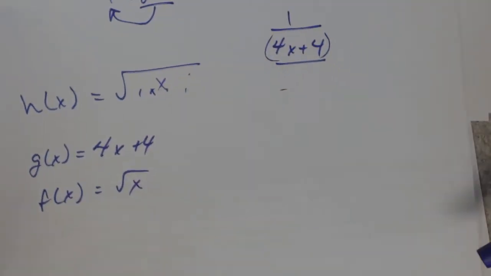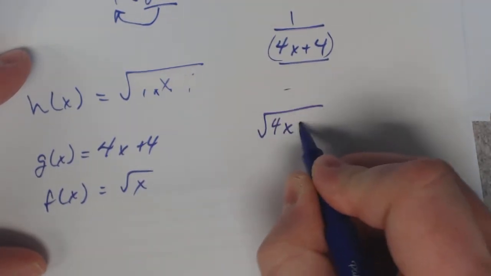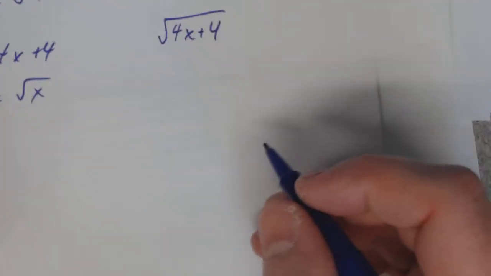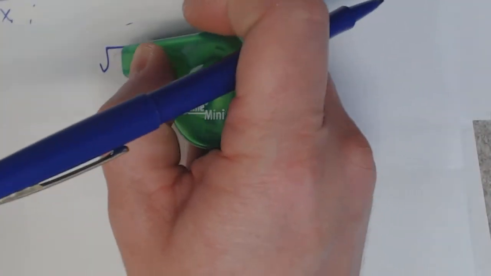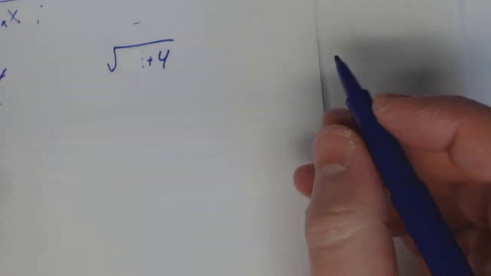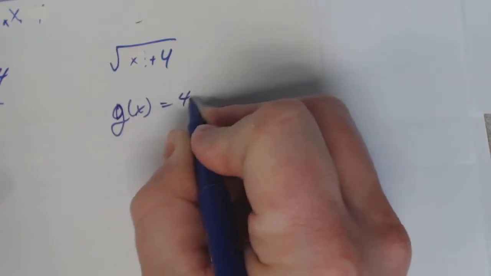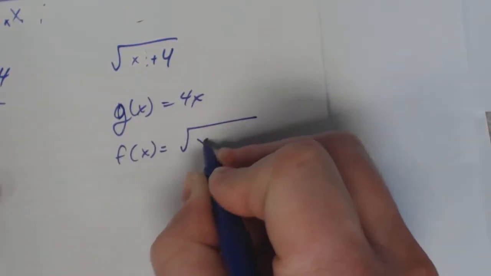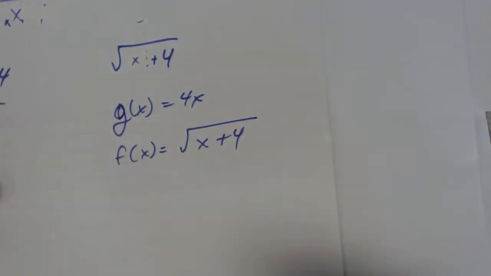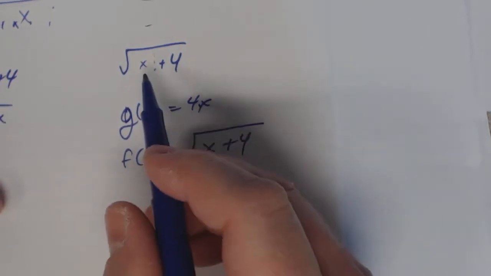Now I did say you had to white out the whole thing, but you don't have to white out the whole thing. What if it was this right here? You just white out this part, the 4x, and you put an x there. So your g of x would be 4x, and what's left? The square root of x plus 4. So 4x goes into x and becomes 4x plus 4.